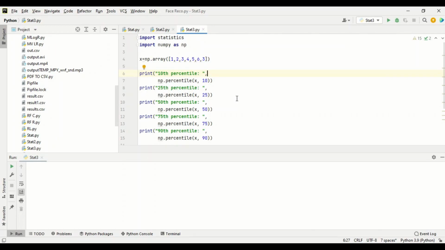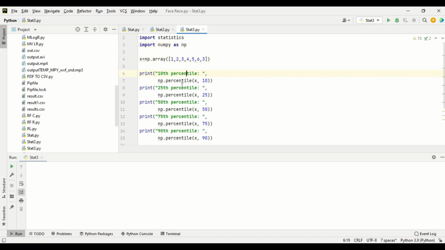You can now see that. Today we are going to see about mode, variance and percentile. Okay. Today the required packages are statistics and NumPy as np. So we create an array with the values 1, 2, 3, 4, 5, 6, 3. Let us consider this as a sample.